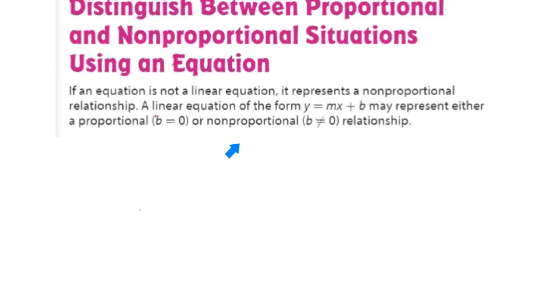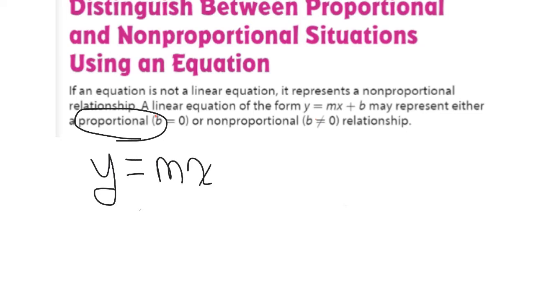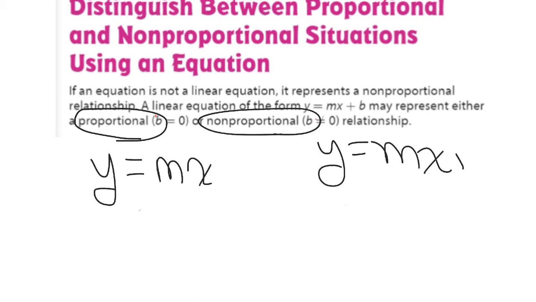Okay, now we're going to distinguish between proportional and non-proportional situations using an equation. So this is the mathematical terms to figure out exactly what they're talking about, but I'd rather show it to you this way. So if something is proportional, the equation is going to look something like this: y equals mx. If it's non-proportional, it'll look like this: y equals mx plus b.